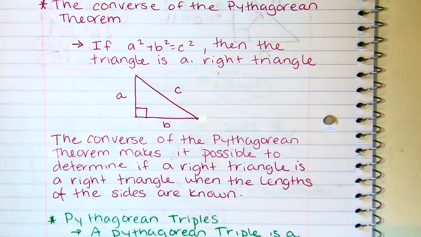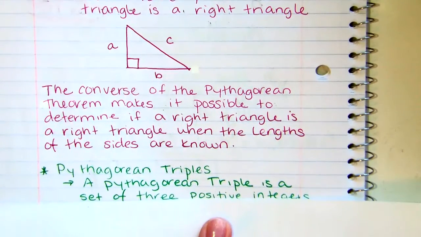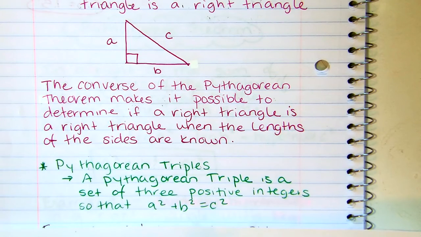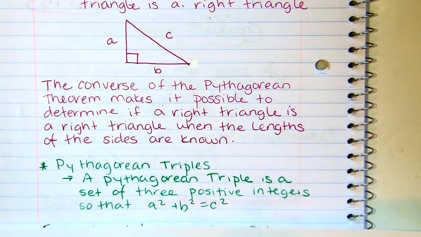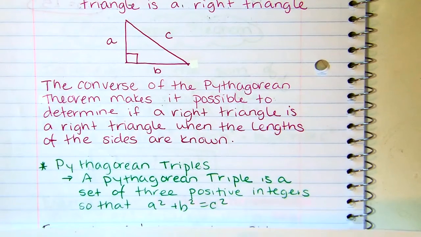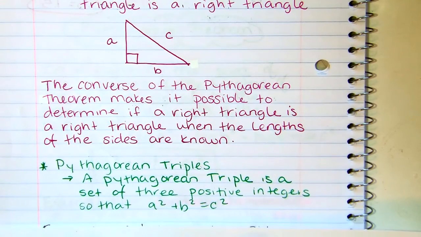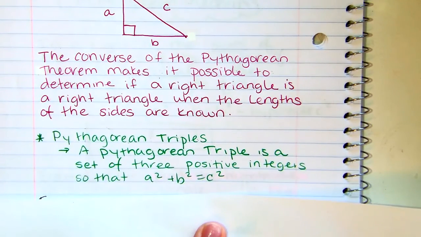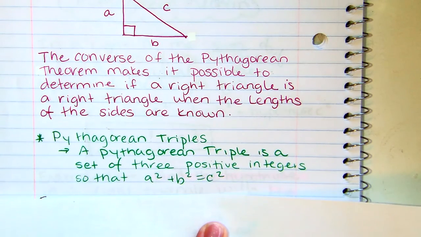The next piece that we're going to talk about is what's called a Pythagorean triple. A Pythagorean triple is a set of 3 positive integers, being numbers, so that a squared plus b squared equals c squared. So, again, a Pythagorean triple is a set of 3 positive integers so that a squared plus b squared is equal to c squared.